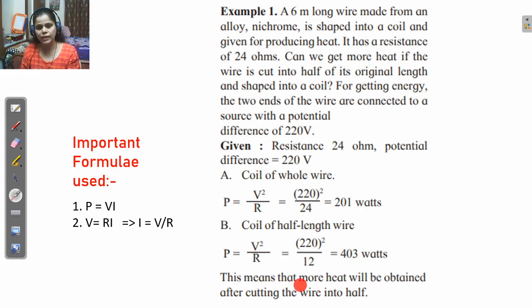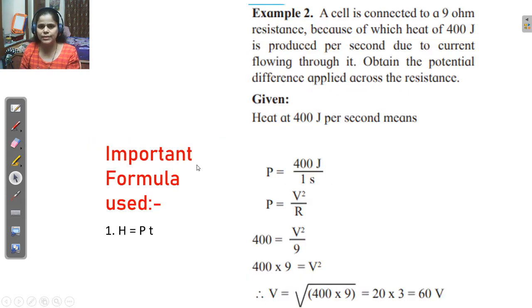We know power is directly proportional to heat, or heat is directly proportional to power. So this means that more heat will be obtained after cutting the wire into half, because in the second condition, with half length of wire, the power is more than if we take the whole wire. So more heat will be produced after cutting the wire into half. Understand? Let's see the second example.